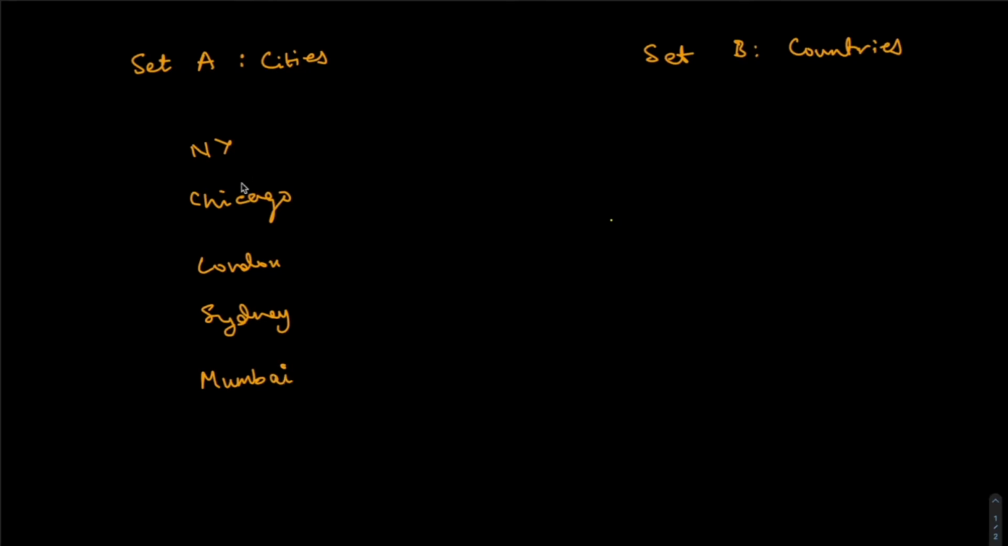These are the cities that I have, and maybe I have countries: the United States, so I'll just put the U.S. I have India. I have Germany, and I have maybe South Africa.